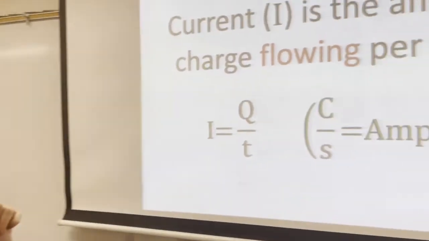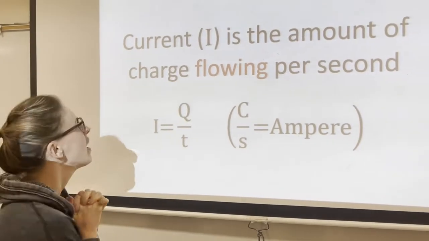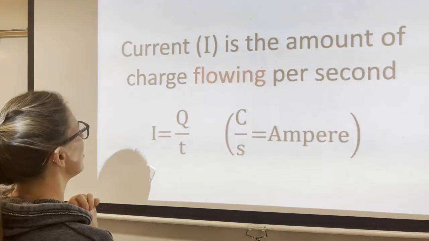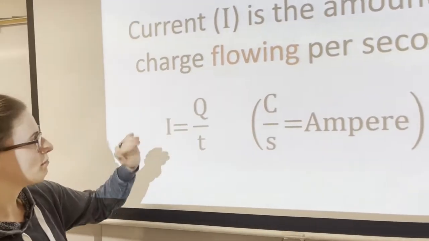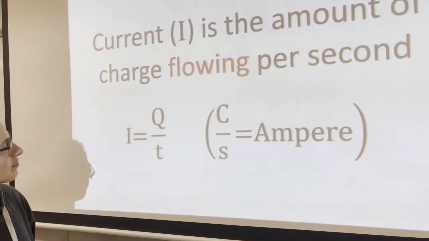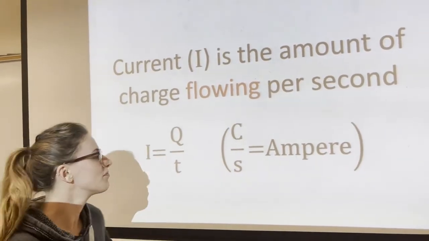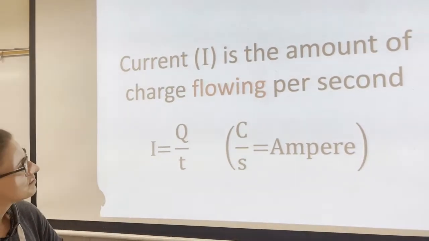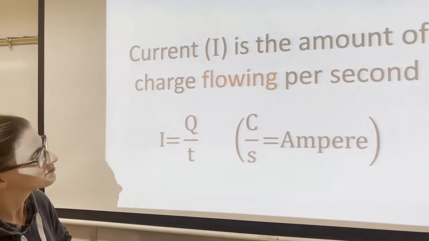Okay, today we're going to be talking about current. And we mentioned current yesterday. Right? So current is the amount of charge flowing per second. Coulombs over time. It's coulombs per second, and the derived unit is an ampere. It's an ampere or an amp, and the ampere is the unit of current.